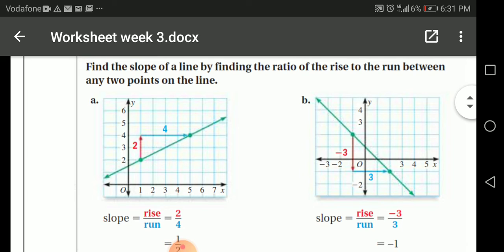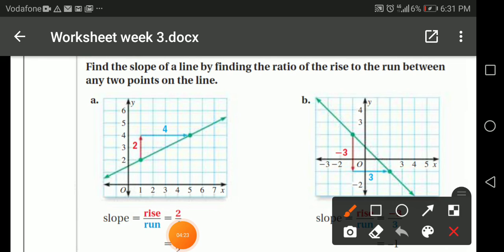What about example B? I have this point. What happened to this point to go down to this point? How many points will I move? 1, 2, then 3. Down means negative 3 points. This is for the rise. What about the run? How many movements to reach this point on the line? 1, 2, 3. Move to the right means positive 3.